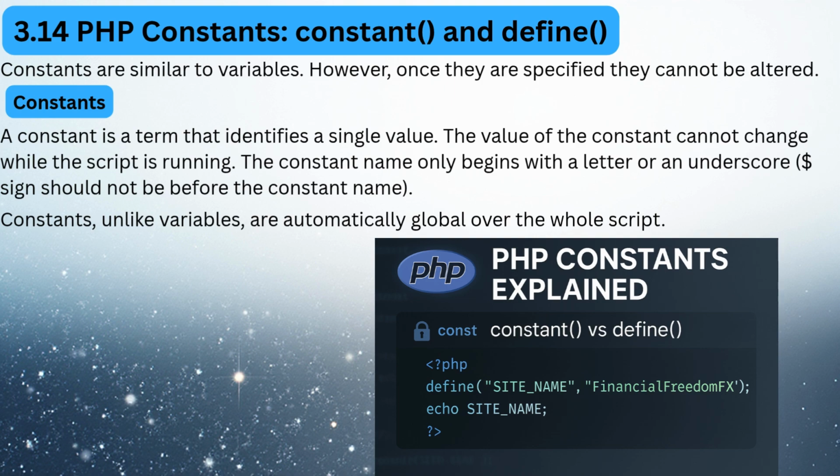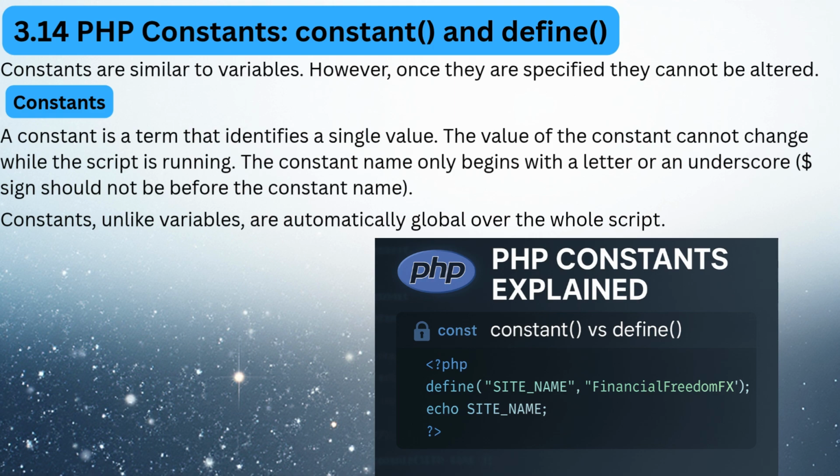There are also a few important rules to remember. A constant name must begin with a letter or an underscore. It cannot start with a $ sign like variables do. Once declared, constants are automatically global, which means they can be accessed anywhere in the script, inside or outside of functions, without needing to pass them as parameters. You can also use the constant function to retrieve the value of a constant dynamically by passing its name as a string. However, in most cases, simply using the constant name directly, like SITE_NAME, is more common.